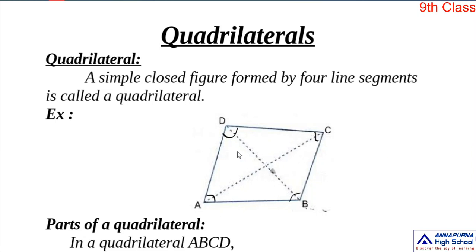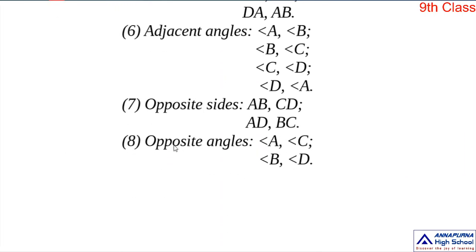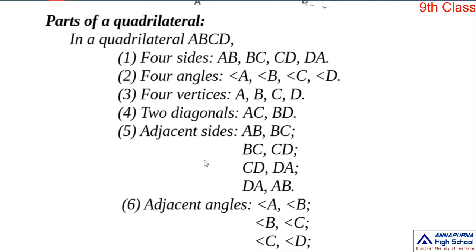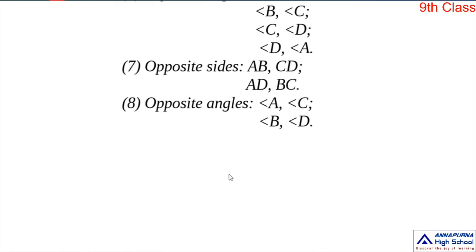Next, angle B and angle D. Angle B and angle D do not have any common side, so angle B and angle D are opposite angles. How many pairs of opposite angles are there in a quadrilateral ABCD? There are 2 pairs of opposite angles: angle A and angle C is one pair, and angle B and angle D is the other pair.